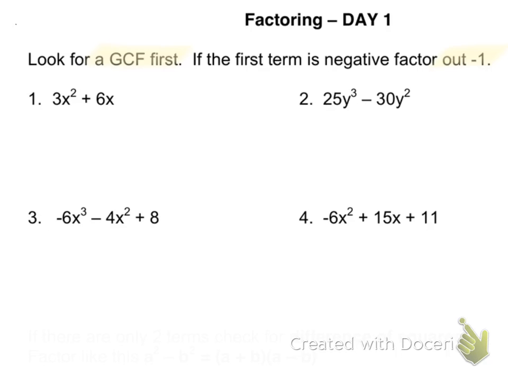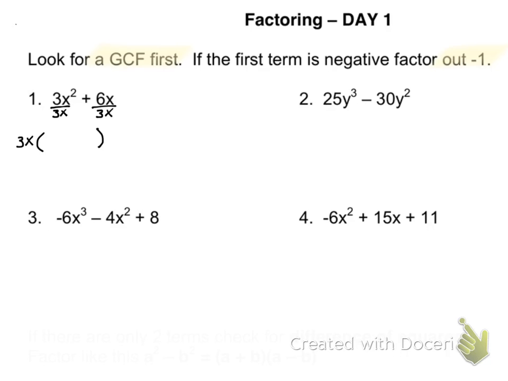In this first problem, you see that for your greatest common factor, you can divide both numbers by 3. So your greatest common factor is going to be a 3. And then they also both have an x. So 3x is going to be your greatest common factor. Now when you factor that out, what that means is you divide each of these terms by your greatest common factor. And then when you do that division, that is what goes inside parentheses.